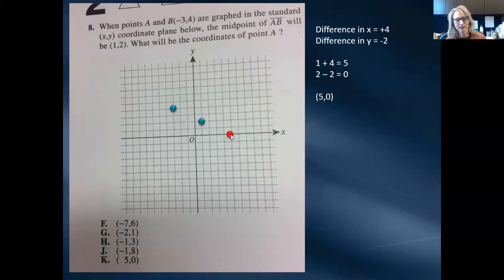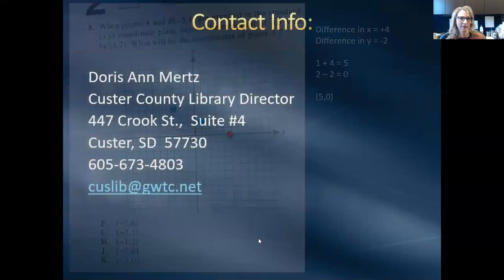So we know that A is going to be over here, and all we got to do is go over 4 again and down 2 to get the answer. So 1 plus 4 would be 5, and 2 minus 2 is 0. So your answer is going to be 5, 0, K.